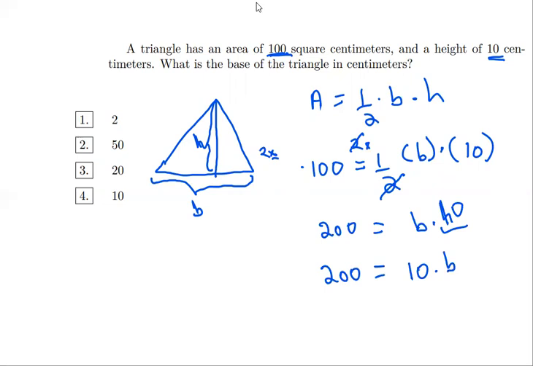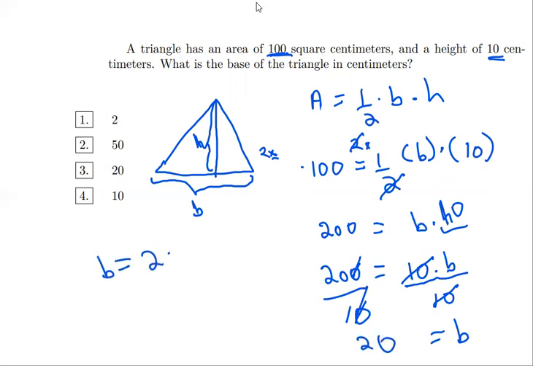So I'm going to solve for B by dividing both sides of this equation by 10. 10 divided by 10 is 1, so this just leaves me with B. And I can cancel out the zeros here, and I have 20 over 1, which is just 20. So B is equal to 20. So the base of this triangle should be 20 centimeters.